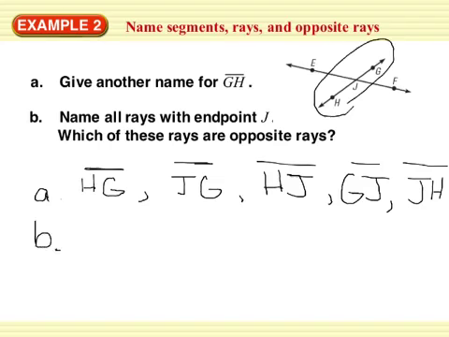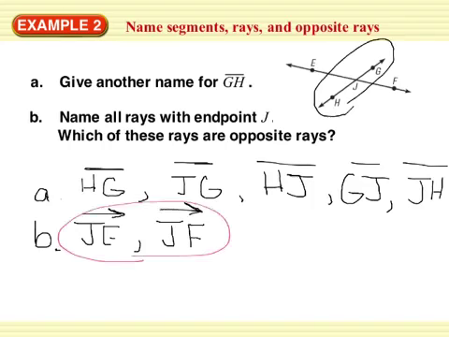B. Name all the rays with endpoint J. Which of these are opposite rays? See, I have endpoint J means I'm going to always put J first. JE, JF, and those are opposite. JH and JG, and those are opposite.